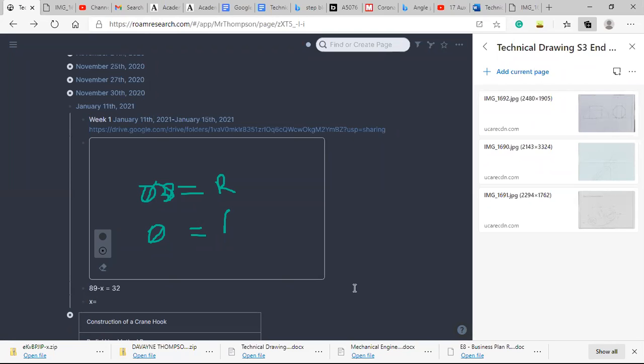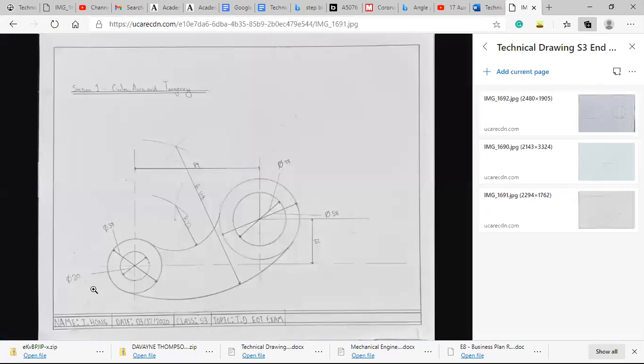X is equal to 32 minus 89. Well, negative x. Let me explain again. I know that the radius here will be 32, and I'm going to try to draw the arc from this center point. But if I know that the total distance is 89, I need to reduce it and stop here. So I would subtract something else. So the equation is 89 minus x is equal to 32.